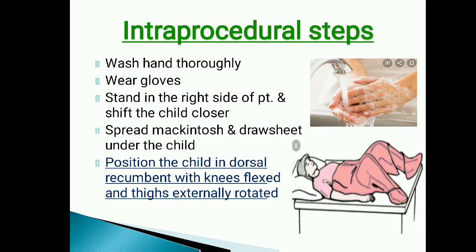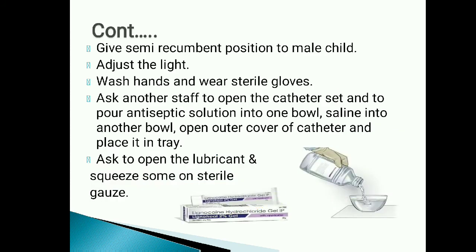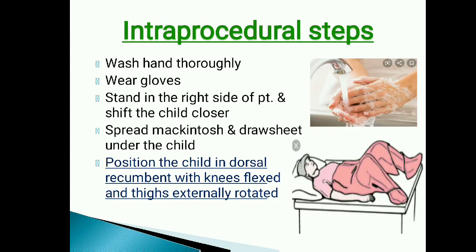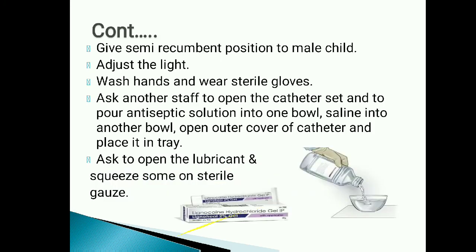Position the child in the dorsal recumbent position with knees flexed and thighs externally rotated. Here you can see in this picture the child is placed in the dorsal recumbent position with the knees flexed and the thighs are externally rotated. In case of the female child, the thighs need to be a little bit more extended to visualize the urethral orifice, and in case of the male child we will give semi recumbent position. So the position for the catheterization is dorsal recumbent position with the knees flexed and thighs externally rotated.